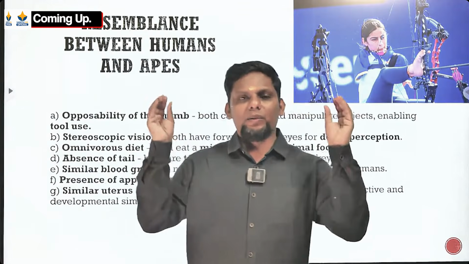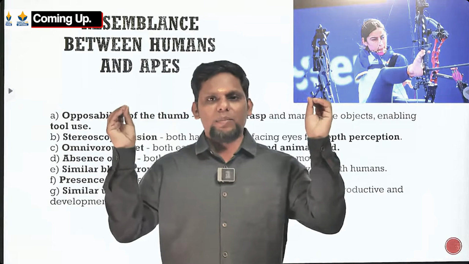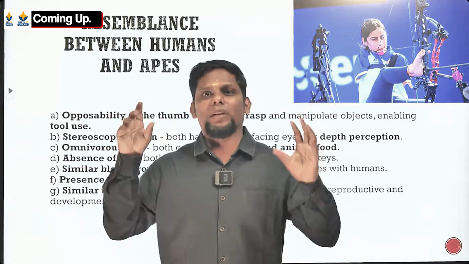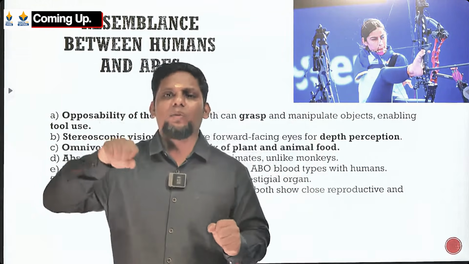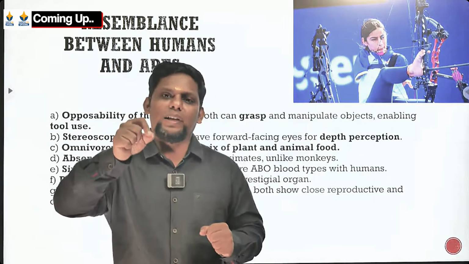We have the ability of opposability. Both humans and apes can grasp and manipulate objects. They can use tools because they can hold them. In fact, we have one extra grip, which is that we can hold something like a pencil and then use it.